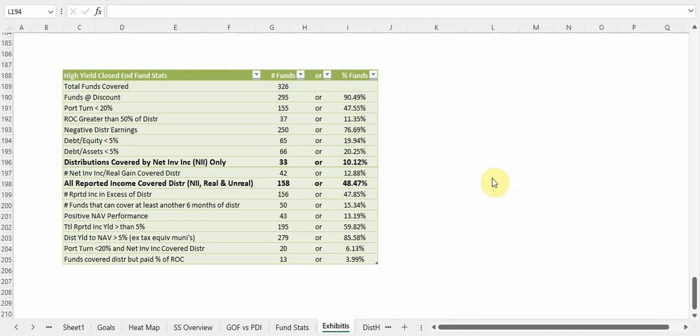The actual numbers are currently only 10.12% of funds cover their distributions with net investment income, and only 12.88% with net investment income and realized gains. With so few funds covering their distributions from their two primary sources of income, you can understand why funds have to rely on creative terms of financing to continue to pay their distributions.